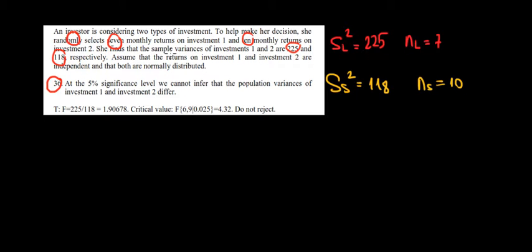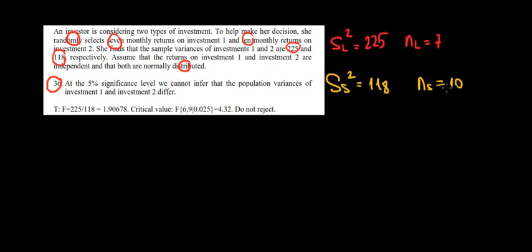Now we assume that the returns on investments are independent and normally distributed. At the 5% level, we want to see whether the population variances of the investments differ or not. So as always, we have data on the samples. I wrote them here: we have a larger variance in the first group, which is 225, and we have 7 observations there. And we have a smaller variance of the second investment of 118, and we have 10 observations there.